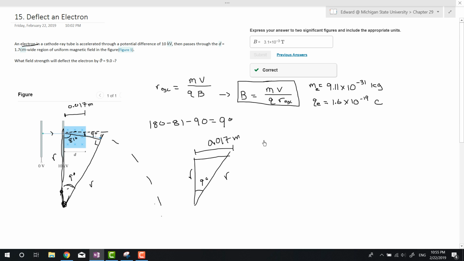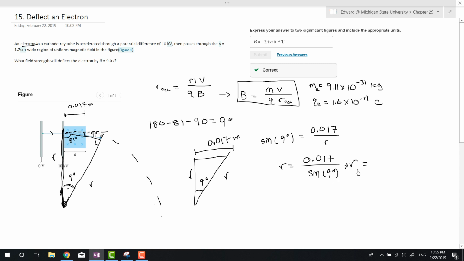So we get sine of 9 degrees is equal to opposite, which is 0.017 meters, divided by the hypotenuse. And so let's just solve for R. So we multiply both sides by R, divide both sides by sine 9. So R is equal to 0.017 divided by sine of 9 degrees.